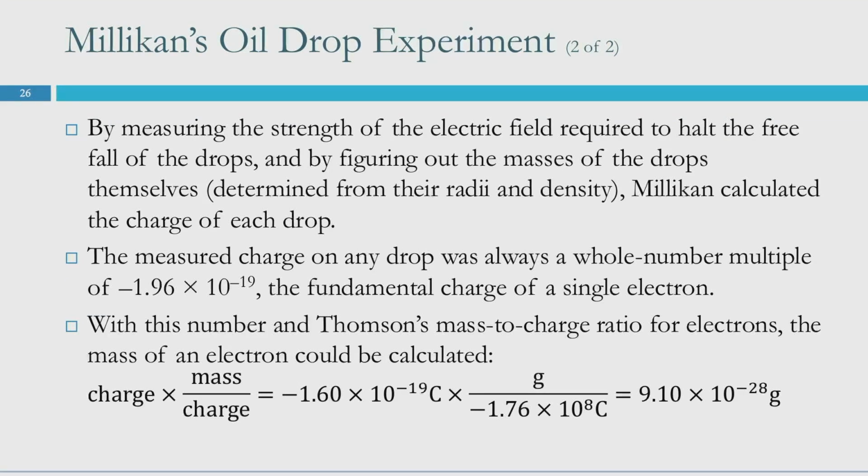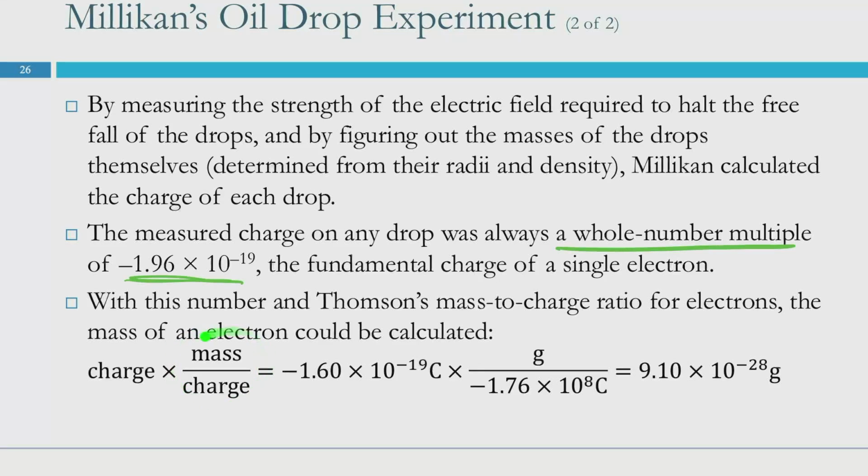So he did this repeatedly with different sized drops, just whatever floated down into his viewing microscope. And he observed that the charge was always a whole number multiple of negative 1.96 times 10 to the minus 19. And so that is the fundamental charge of a single electron. The reason it was always a whole number multiple is there were multiple extra electrons maybe on the oil drop. And so by measuring a bunch of different things, he was able to kind of law of multiple proportions his way down to figuring out what the charge of a single electron was.